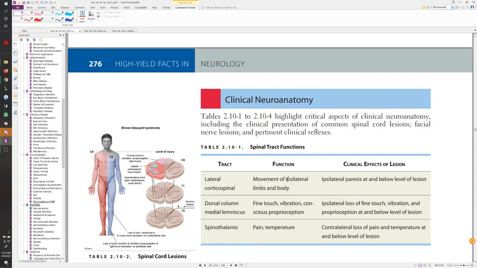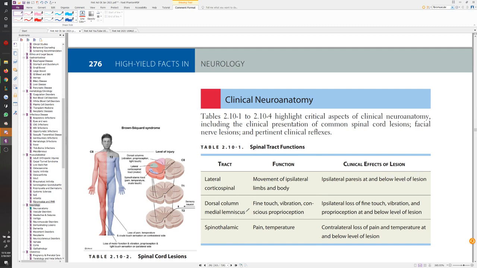This is one of the primary things that you get tested on. Your lateral corticospinal tract is one of your descending tracts. It's for movement. It comes from the brain down and tells your muscles to move. Movement of the same side limbs and body. Clinical effects of a lesion would cause same side paresis at and below the level of the lesion.